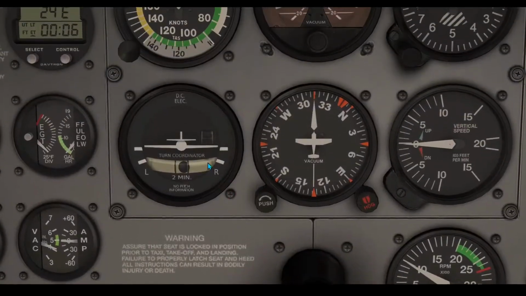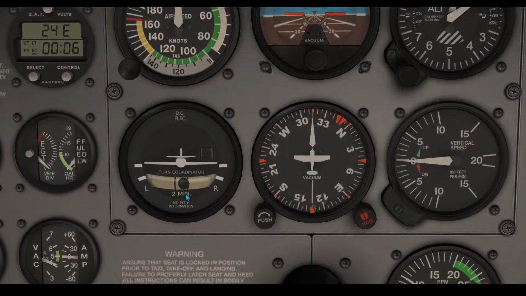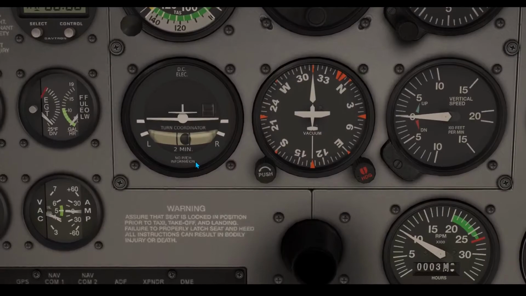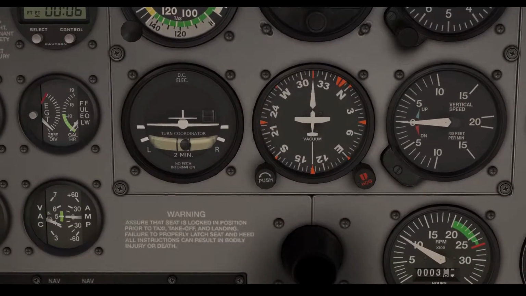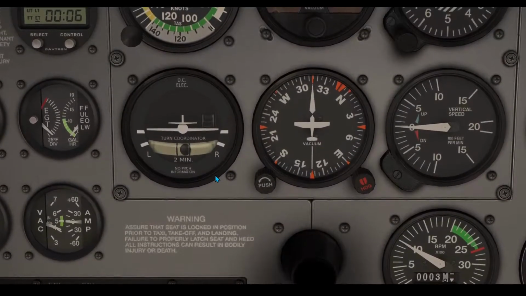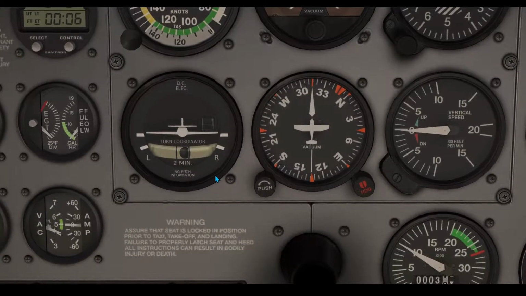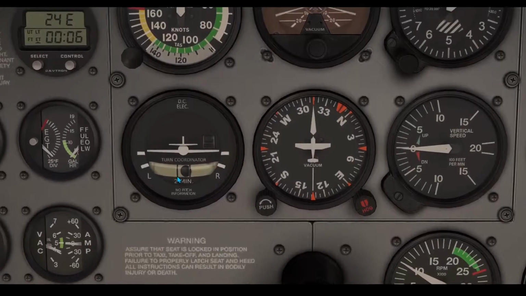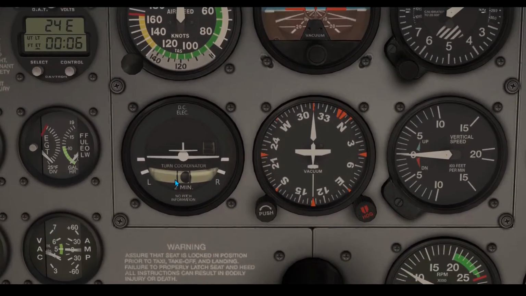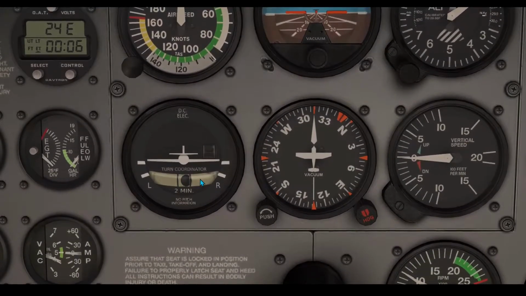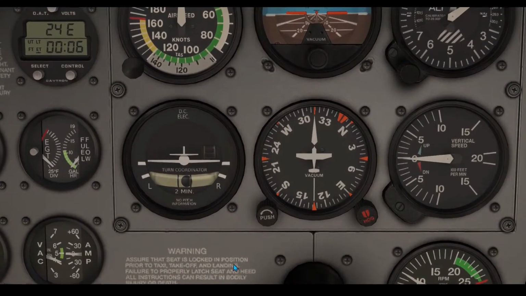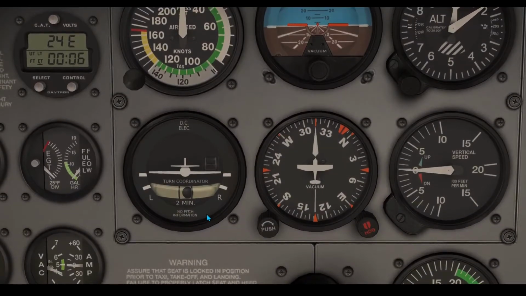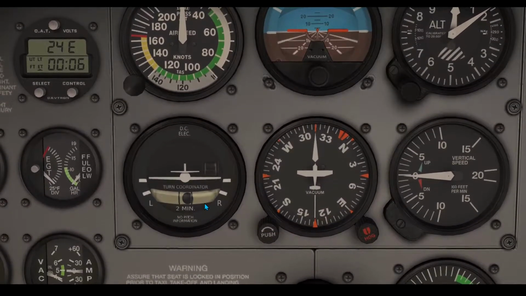So if the ball goes to the right, it means we are slipping to the left. We add right rudder pedal pressure to displace the rudder on the tail of the aircraft to the right. That will make the aircraft nose turn to the right, and the ball will come back. The logic is the foot kicks the ball. So if the ball is right, right foot, and that's it.